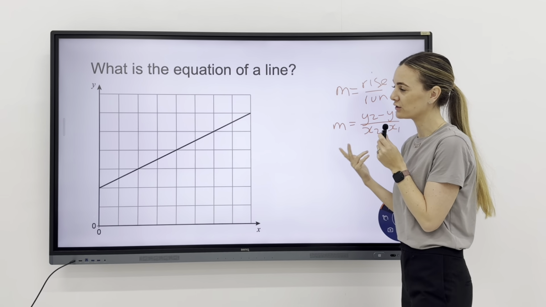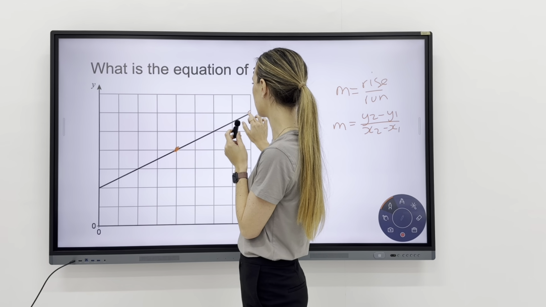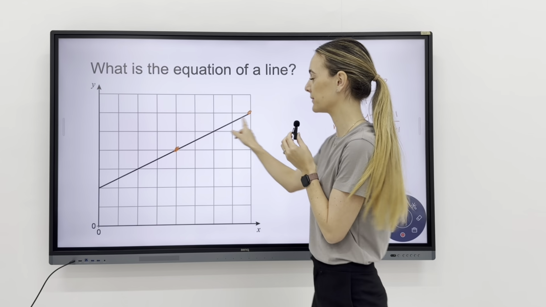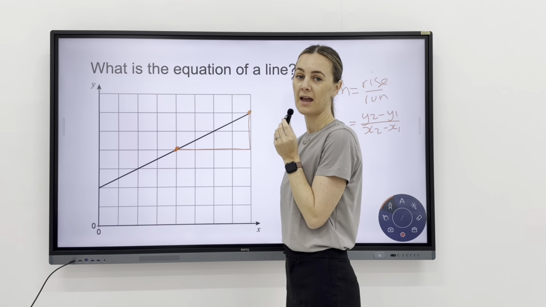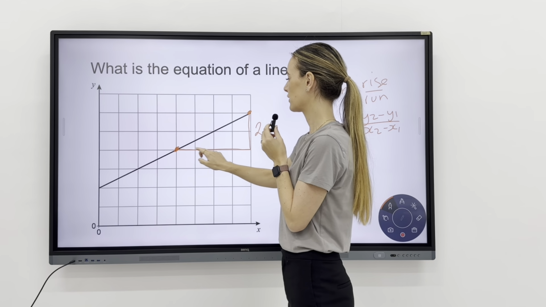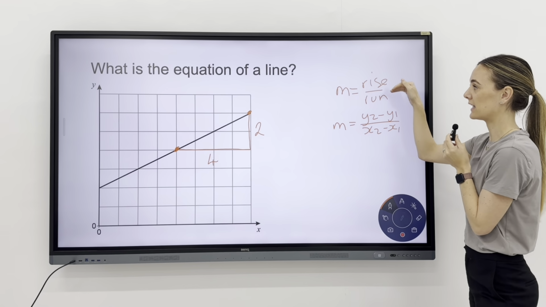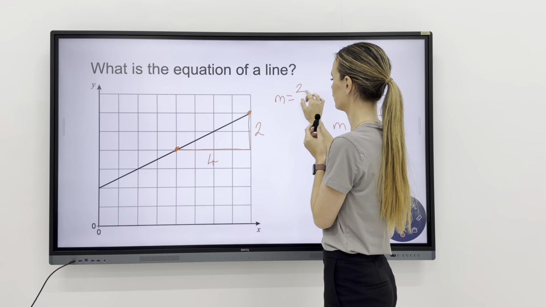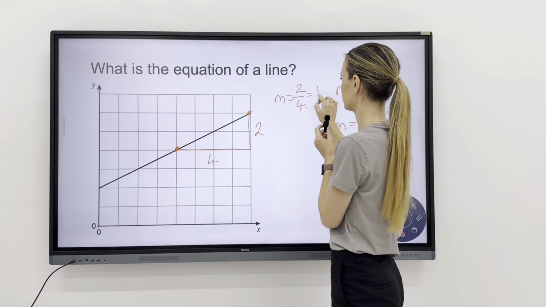So from a graph, it usually is a lot easier just to pick 2 points on the graph. Any 2 points, make sure they are whole coordinates. They are not in between. And then you can draw a right angle triangle. And then we can say, okay, the rise is 2 units, the run is 4 units, okay? And that just lets us do rise divided by run, which in this case is 2 over 4. With my class, we simplify it, so it's a half.